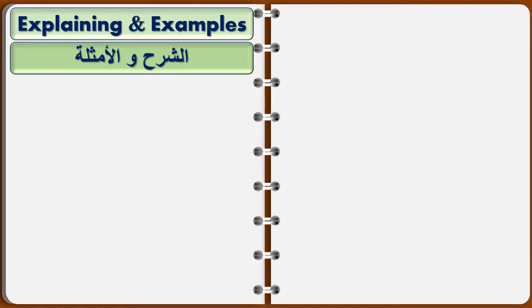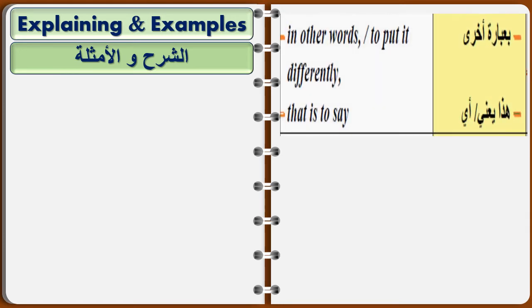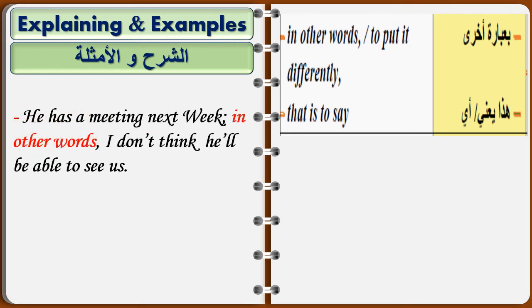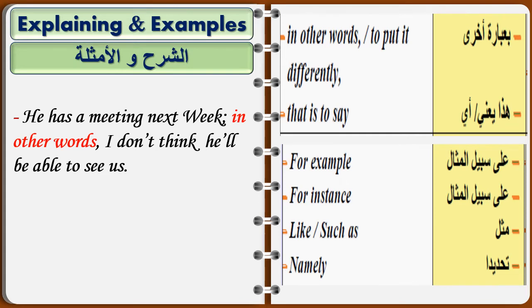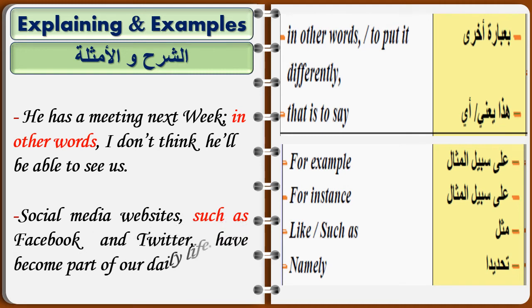Okay, we move to something else. How to give examples and how to explain. كيف نشرح فكرة وكيف نعطي أمثلة. Here are the expressions for explaining للشرح. For example, he has a meeting next week. In other words, بعبارة أخرى, I don't think he'll be able to see us. And here are the expressions to give an example. لكي نعطي مثال. For example, social media websites such as Facebook and Twitter have become part of our daily life. وسائل التواصل الاجتماعي مثل such as. Or we can use for example or like, namely.